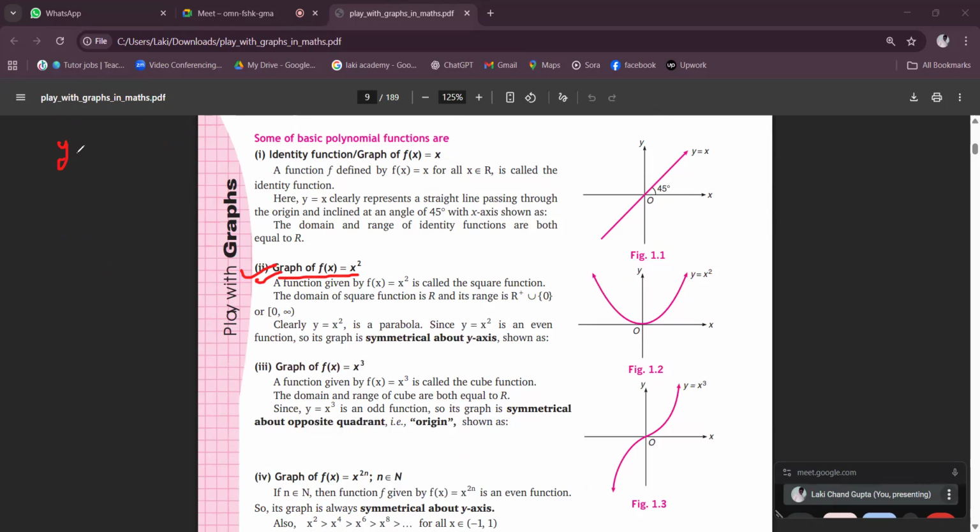Now write second graph. Quadratic graph. y is equal to x square. y is equal to x square is what? Parabolic, very good. This is parabola. And parabola is symmetric about y-axis, always.